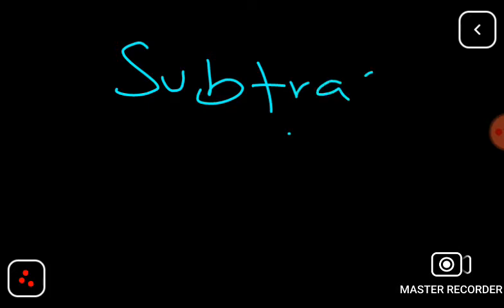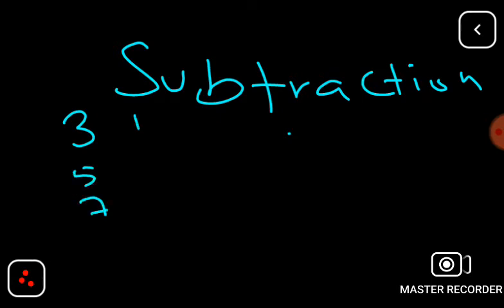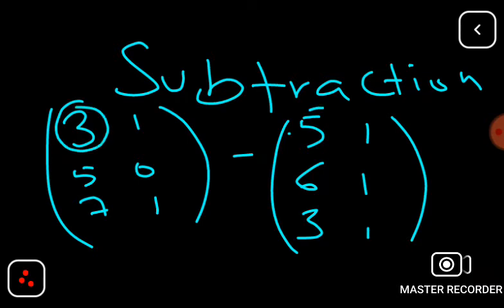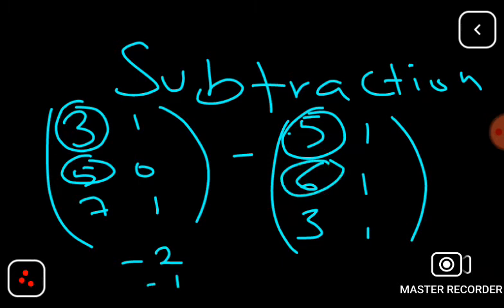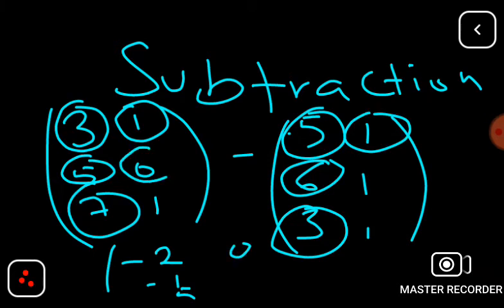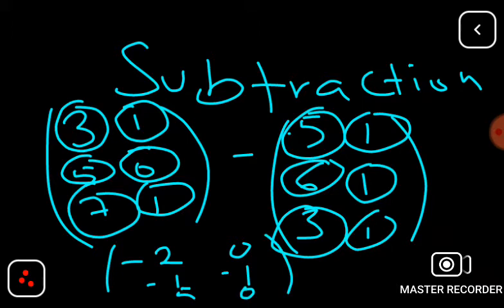And if we are looking at the subtraction of matrices, then we have matrices as 3, 5, 7, 1, 0, 1, minus 5, 6, 3, 1, 1, 1. Then this subtract that, we have a negative 2. This subtract that, we have a negative 1. This subtract that, we have a 5 there. Then this subtract that, we have 0. This subtract that, we have negative 1. This subtract that, we have 0. And this is our subtraction rule.